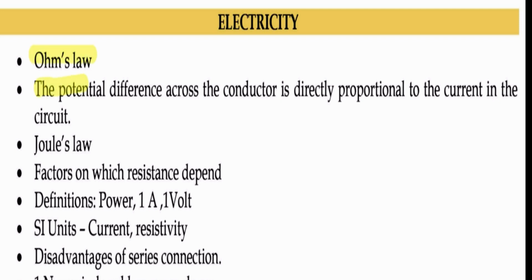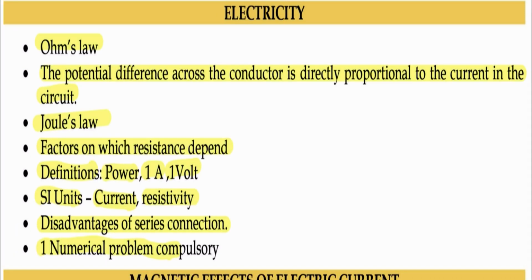The potential difference across the conductor is directly proportional to the current in the circuit. Joule's law. Factors on which resistance depend. Definitions. Power, 1 ampere, 1 volt. SI units: current, resistivity. Disadvantages of series connection. In this, one numerical problem is compulsory.